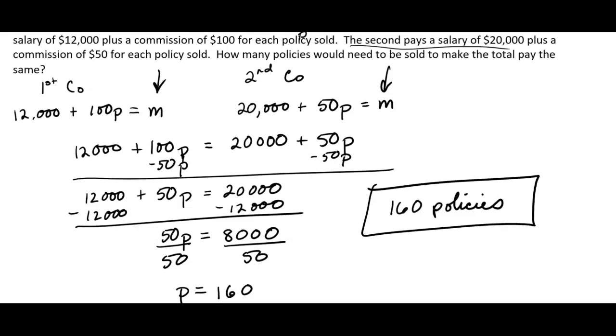Okay, now a couple bonus questions here. They don't ask, but they could ask you, well, how much money does she make if she sells 160 policies? And you'd plug it in and you could figure out how much money she makes. It would come out the same in either equation. Another question would be, well, if she sells fewer than 160 policies, which company should she go with? She should probably go with the higher salary, I'm thinking. So yeah, I kind of have to think about that a little bit. You can play around with the numbers, but that makes the problem a little more interesting.